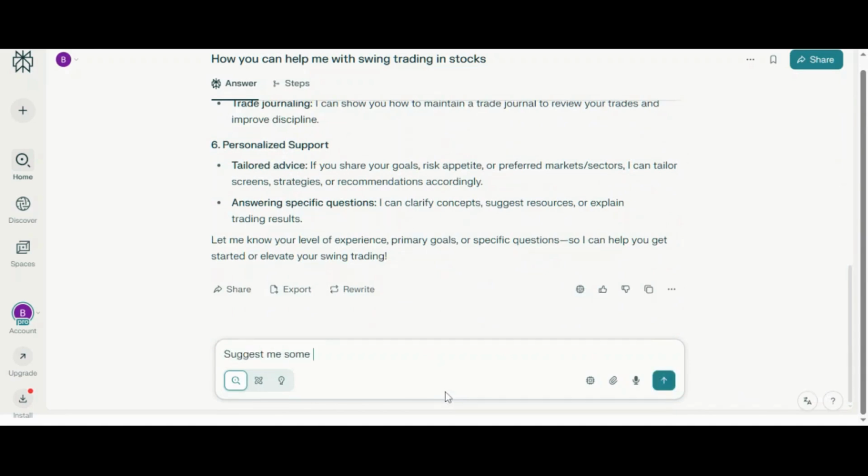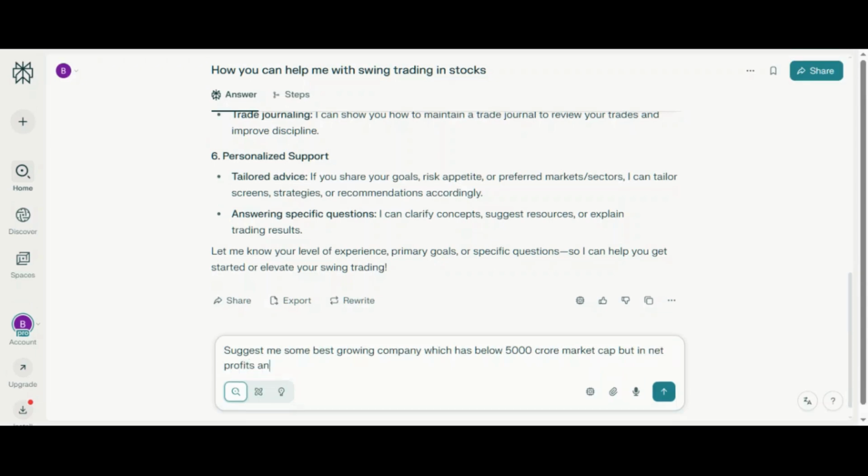Suggest me some best growing companies which have below 5000 crore market cap but are in net profit and growing year on year. Suggest five companies. Let's say five. It will be easier for us to study.